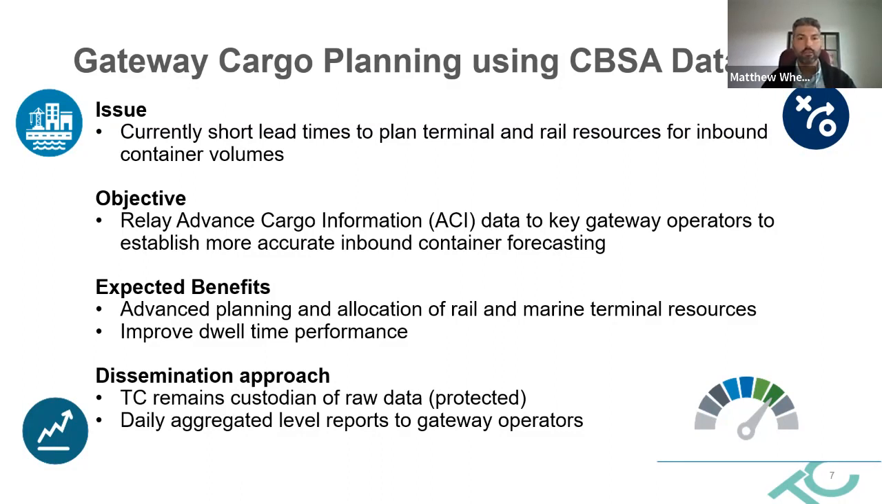TC, in this case, remains a custodian of raw data, and the ports and the stakeholders receive daily aggregated level reports to allocate their rail resources. This was commercially sensitive data, and so it required sign off from ocean carriers in order to disseminate to relevant gateway stakeholders. So this was one of these processes where we required a lot of collaboration ahead of receiving the data in order to ensure that all parties were confident that the data was being properly held by Transport Canada and properly shared with the end users.